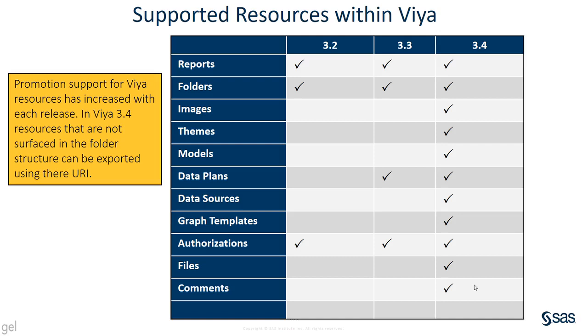By support, we mean that in 3.4, I can export those resources and import them to a target environment. So basically what you can do is determined by what you can get out. Currently we can get these out of 3.4, and then the other things we can get out of 3.3. Okay? So a lot more support. This is an area that's continuing to be developed by R&D.